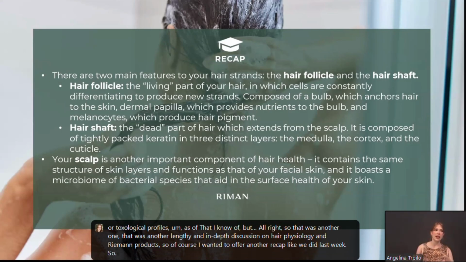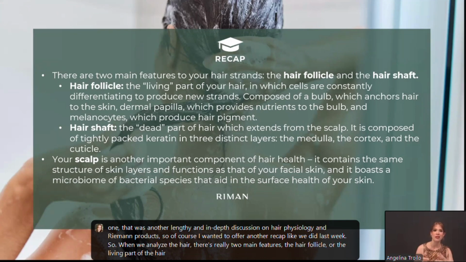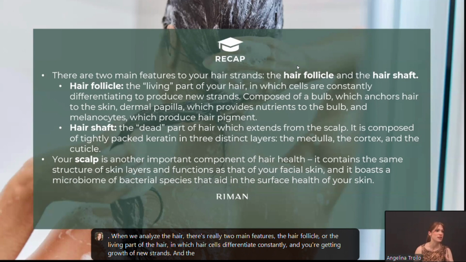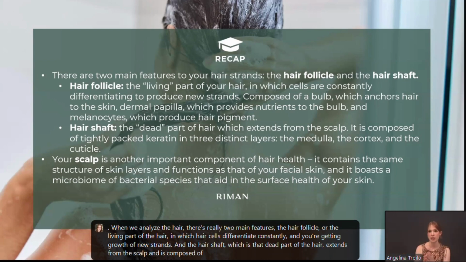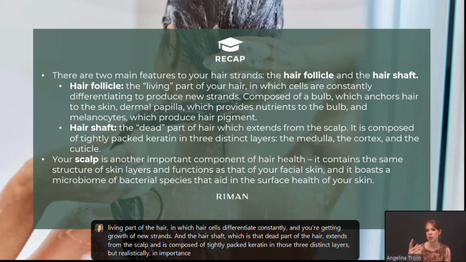So when we analyze the hair, there's really two main features: the hair follicle, or the living part of the hair, in which hair cells differentiate constantly and you're getting growth of new strands, and the hair shaft, which is that dead part of the hair, extends from the scalp and is composed of tightly packed keratin in those three distinct layers, but realistically in importance two. And so it's gonna be the cortex and the cuticle layers on the outside.